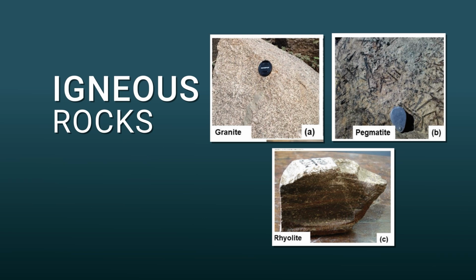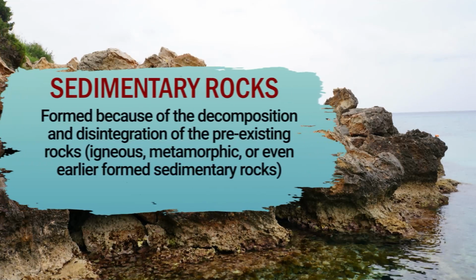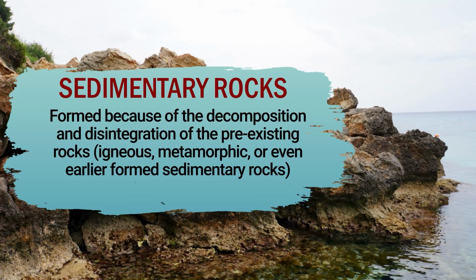There is a difference in the grain size. Rhyolite is fine grained, granite is coarse grained, and pegmatite contains different grain sizes. The second type of rock is known as sedimentary rocks. They are formed from the decomposition and disintegration of pre-existing rock.